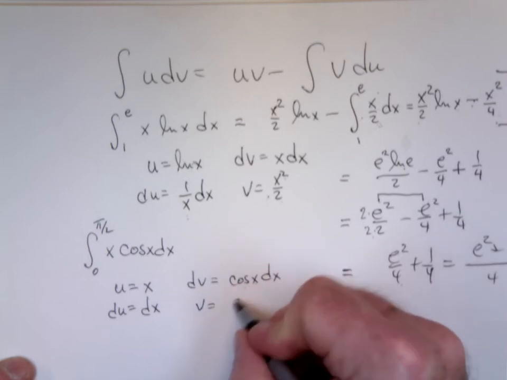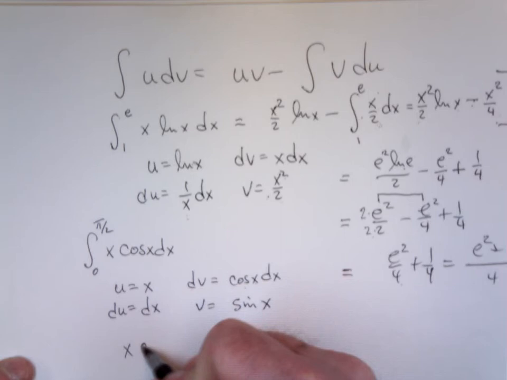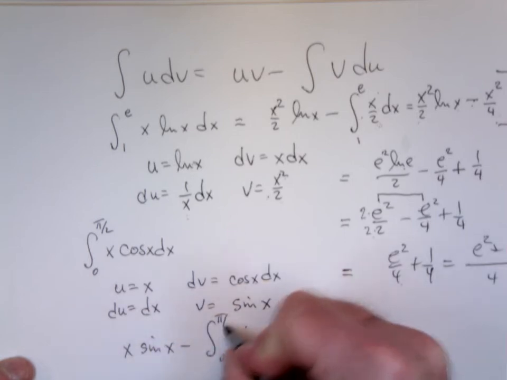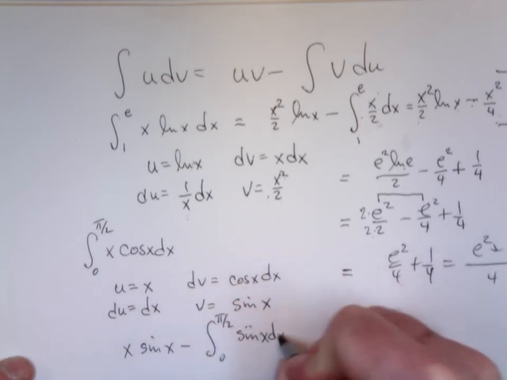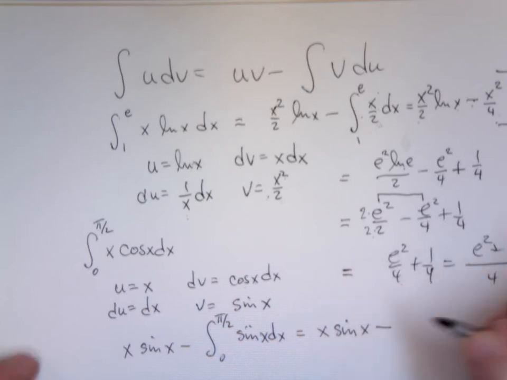The integral of cosine is sine. So uv minus the integral of v du. x sine x minus the integral of sine x, negative cosine x, so that becomes a plus.